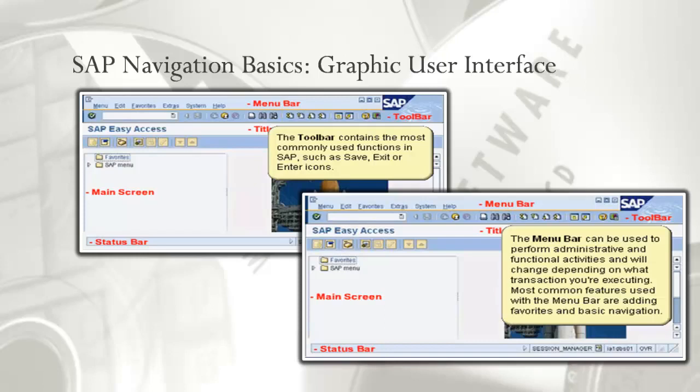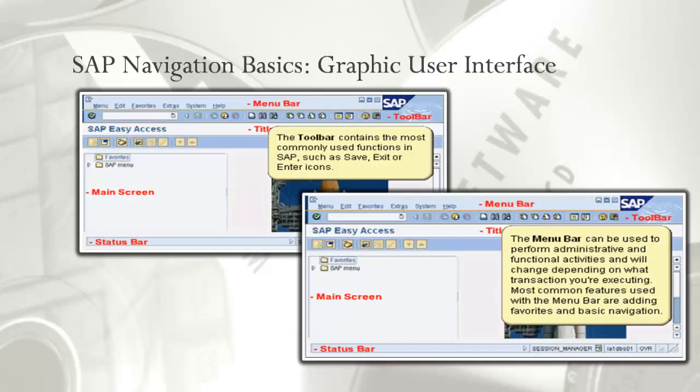Then we have the enter icon. This confirms entered data and is also used to progress screens, for example, go to the next screen. Then we have the save icon, which saves changes. We have the back icon, which allows us to navigate to the previous screen. We have the exit icon, which closes our current transaction and does not save data. We have the cancel icon, and this cancels a transaction, but we may remain within the same screen.